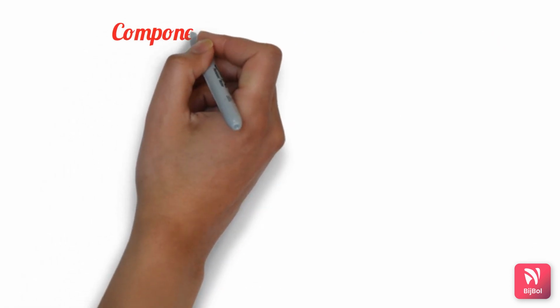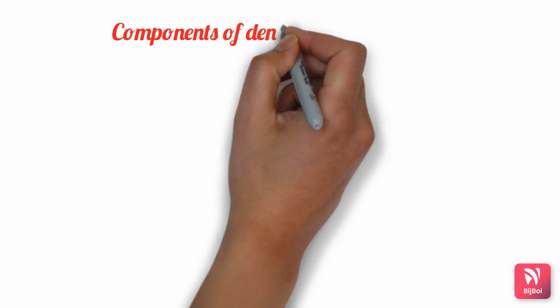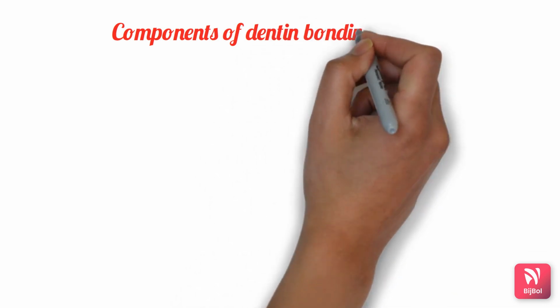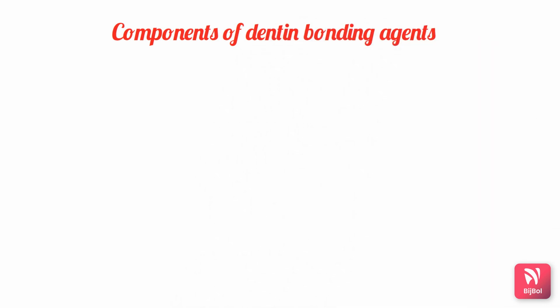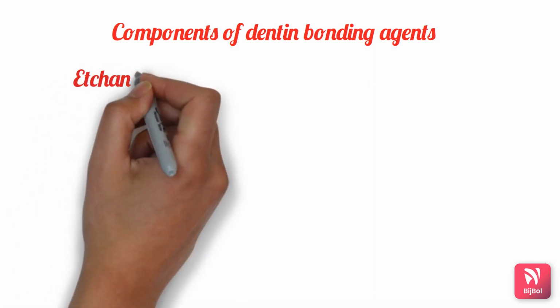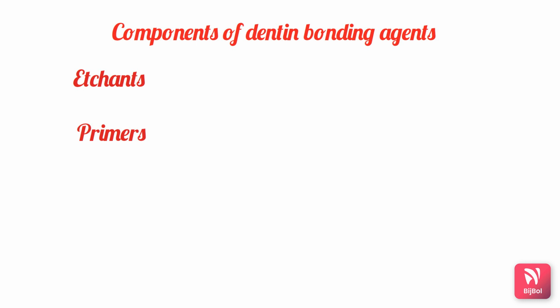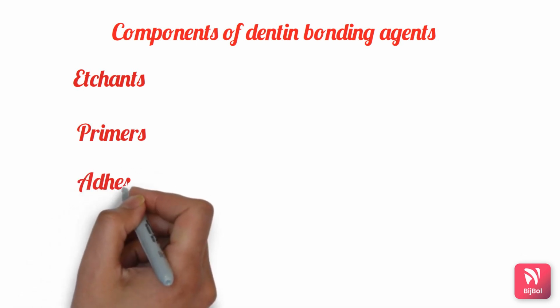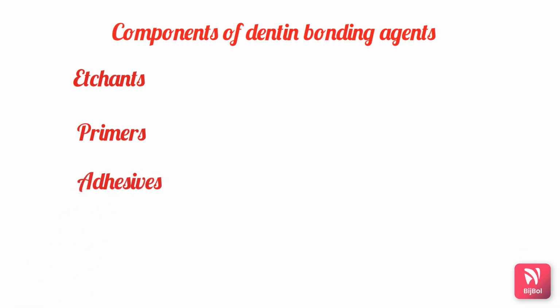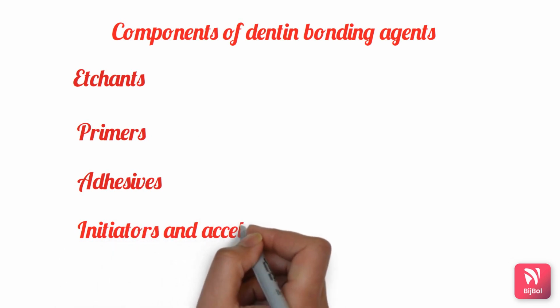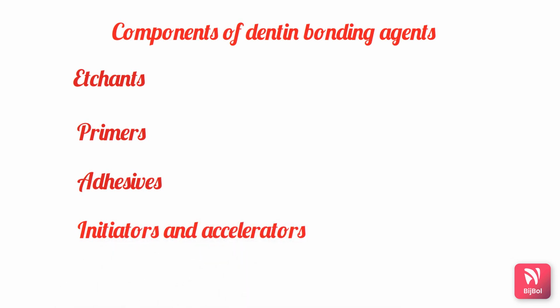Now we'll see the components of the dentin bonding agents. What is present in it? First one is the etchant. Next we'll see the primer. Next is the dentin bonding agent, that is, the adhesive. Next are the initiators and accelerators, with a few filler particles added in it.